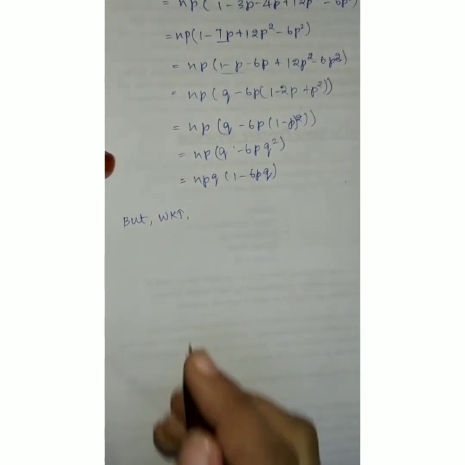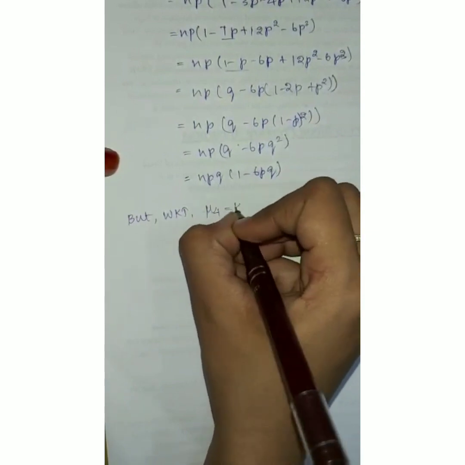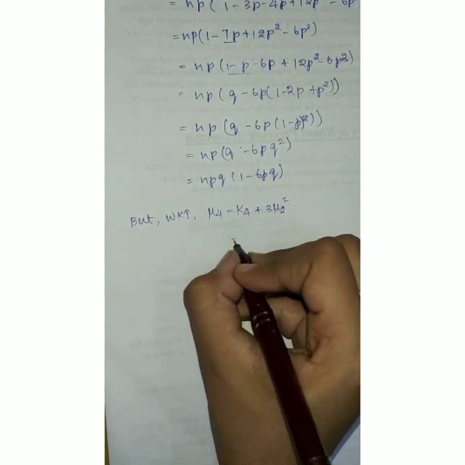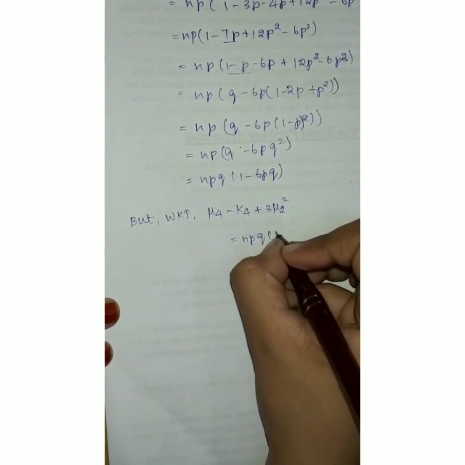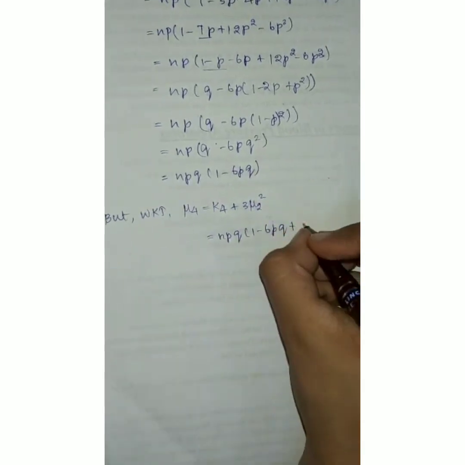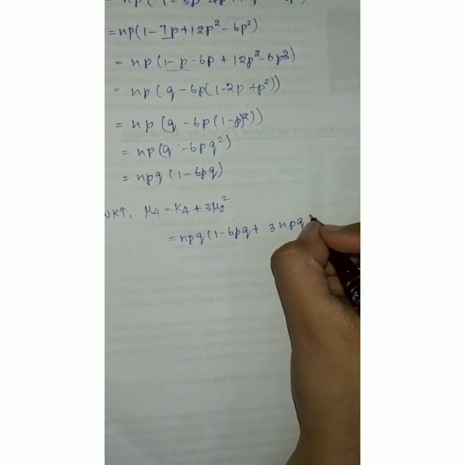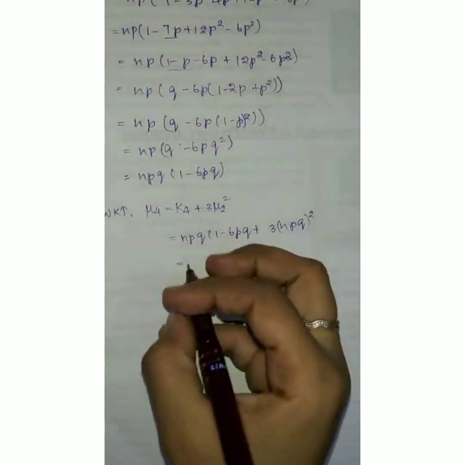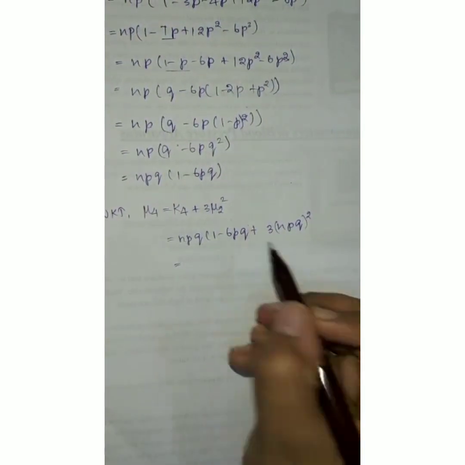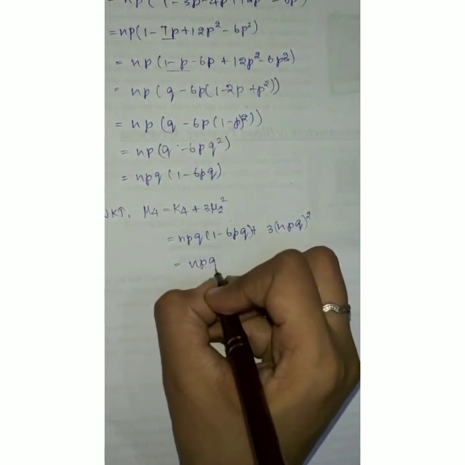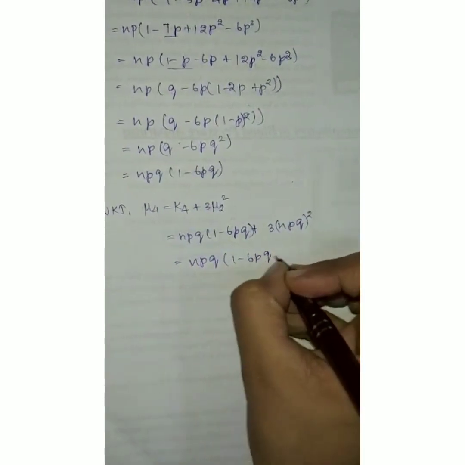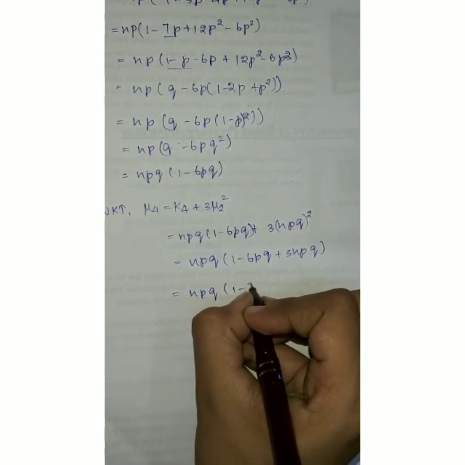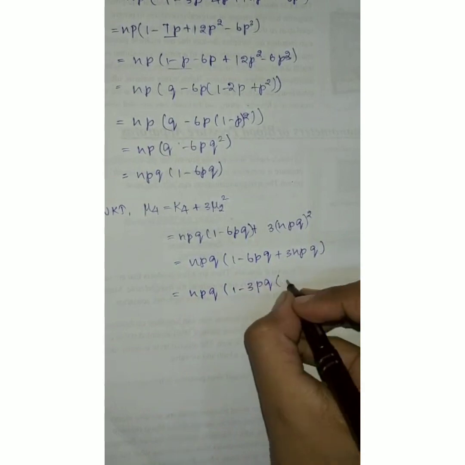Now we have to find mu4, which is equal to k4 plus 3 mu2 square. So that is equal to npq into 1 minus 6pq plus 3 into npq the whole square. Again taking npq common, we get 1 minus 6pq plus 3 npq, from which we take 3pq common and get 1 minus 3pq into 2 minus n. Hence the result is proved.